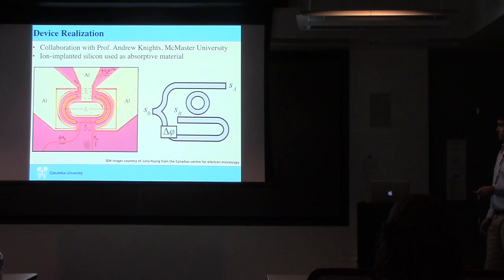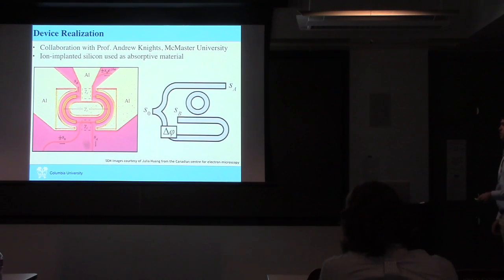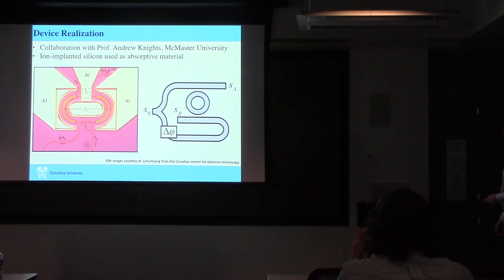And so the two curved areas are the ion implanted regions. And this is one input waveguide, and this is the other input waveguide. And this is where the coupling happens, and you can't really see the gap. There's a little gap right there. And the gap actually determines this gamma C, and the gamma I is determined by the absorptive coefficient of the ion implanted silicon.